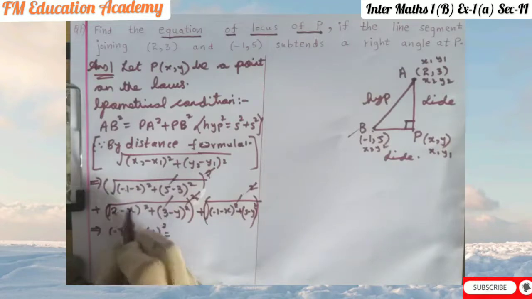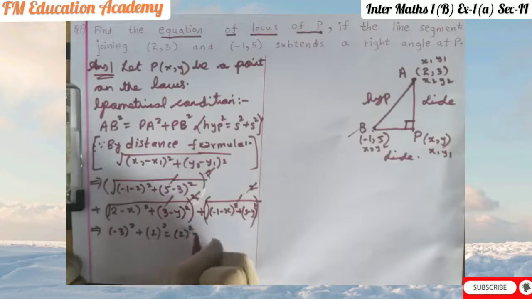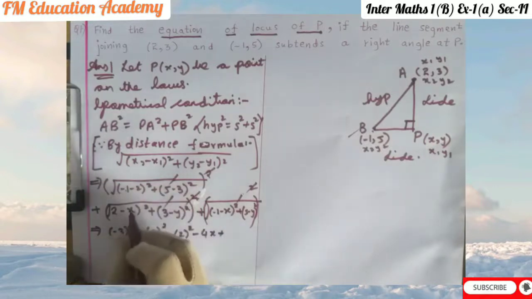It is in the form of (a minus b) whole square. What is (a minus b) whole square? a square, that is 2 square, minus 2ab. 2 into 2 is 4, into x is 4x, plus b square. b here is x.